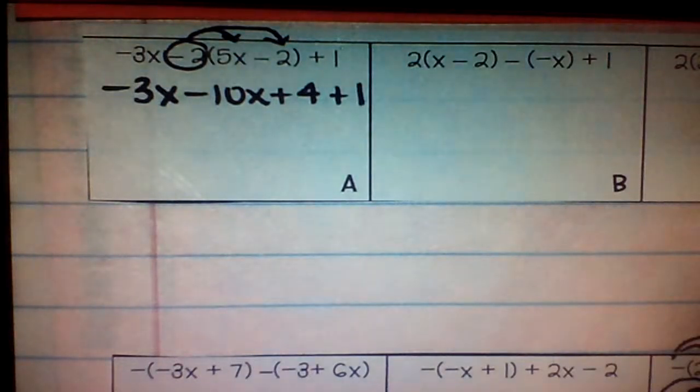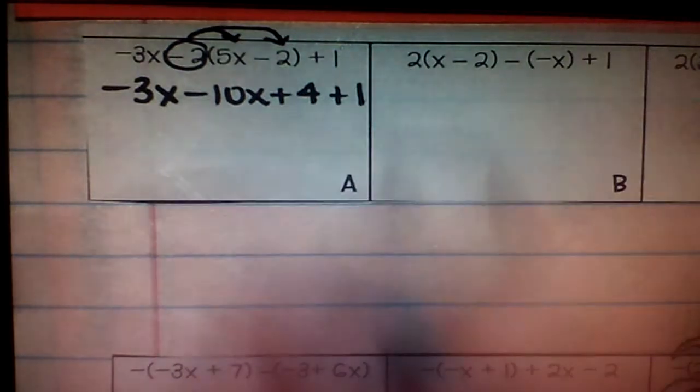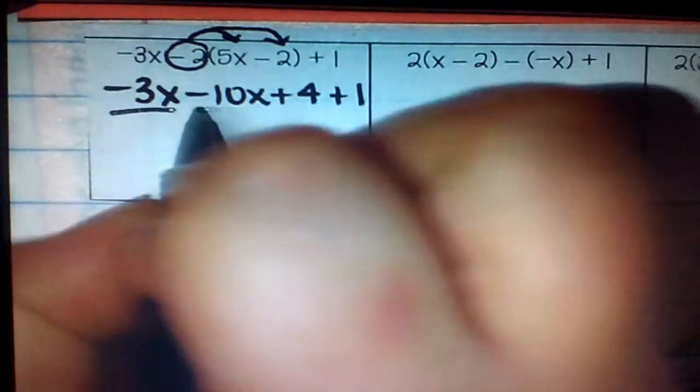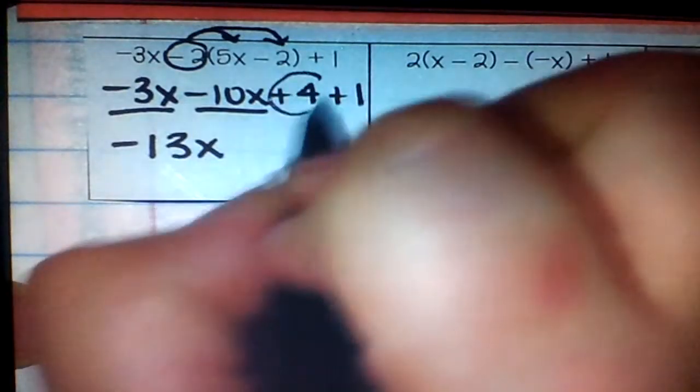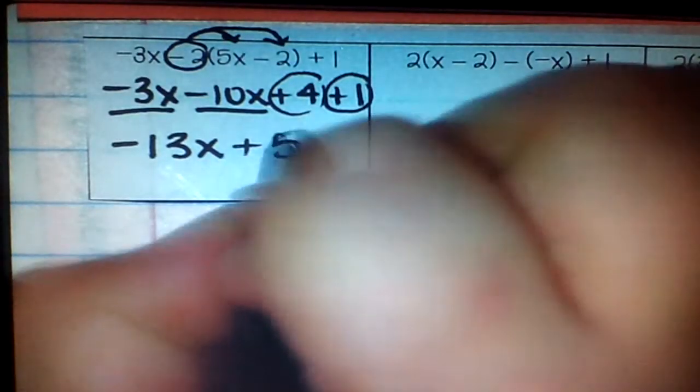We now need to combine like terms. So what goes together? -3x and -10x. So -13x. And then the 4 with the 1, plus 5.